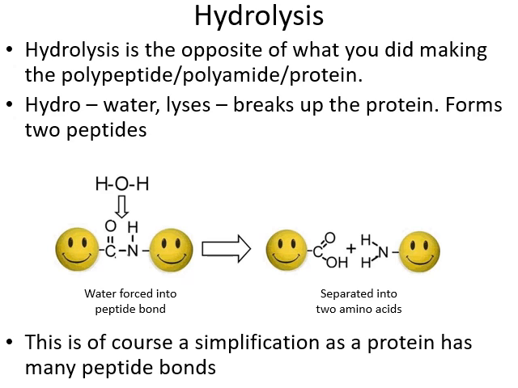But to keep the example simple, we've got a dipeptide here, and water is forced into the peptide bond, and as you can see on the right hand side of the arrow, that causes the amino acids to separate into the 2 amino acids. The smiley faces have just been placed there in order to show the functional groups only, to keep the diagram as simple as possible. This is of course a simplification, as a protein has many peptide bonds and lots of water is being used to break lots of peptide bonds throughout the whole of the polypeptide.